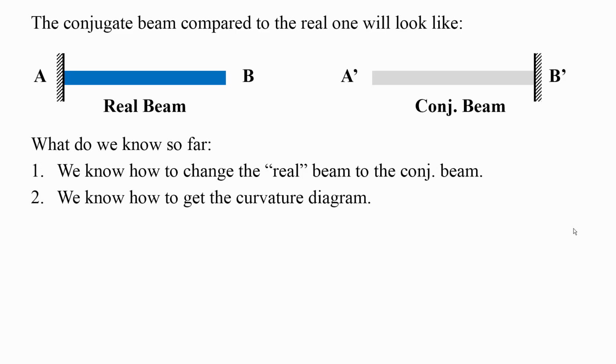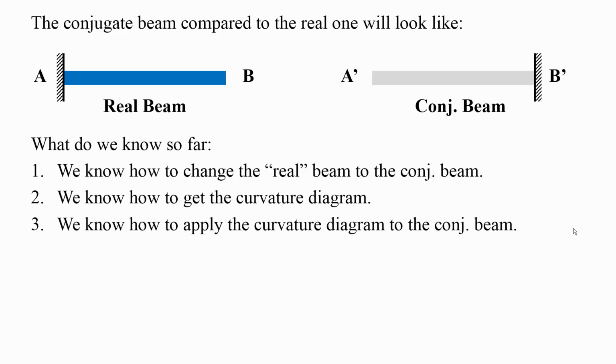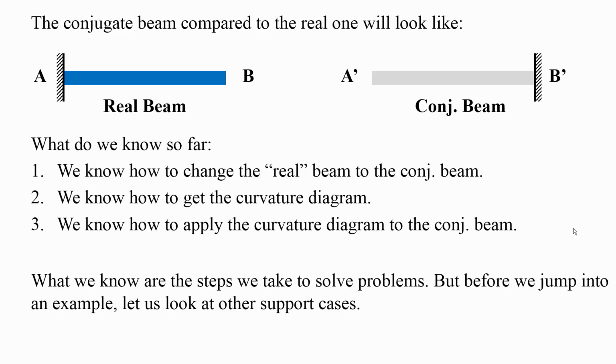We know how to get the curvature diagram, basically get the moment diagram of the beam divided by EI, and the new diagram is the curvature diagram. Take this curvature diagram and apply it on the conjugate beam. Basically, these are the steps you need to follow to solve any problem involving a conjugate beam. So before I go on, as I said here, let us look at other support cases.